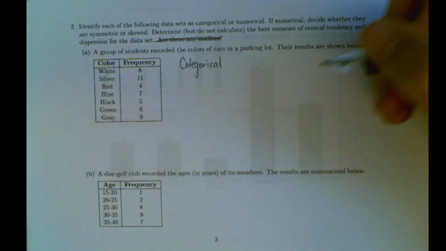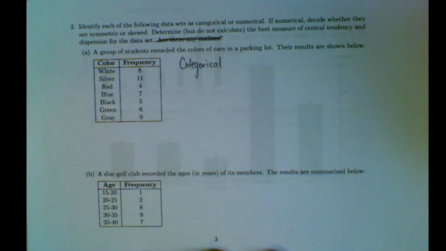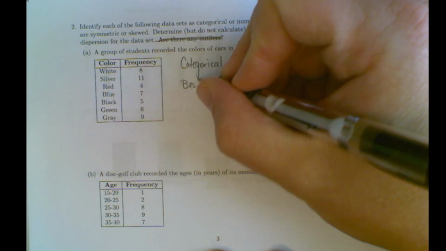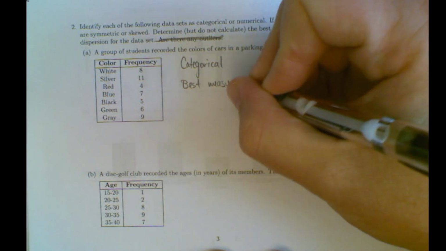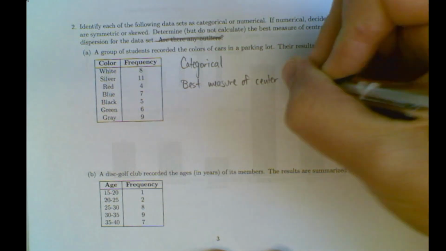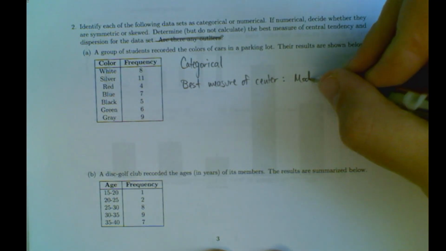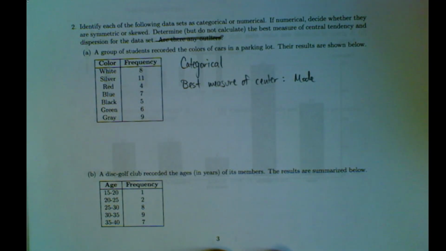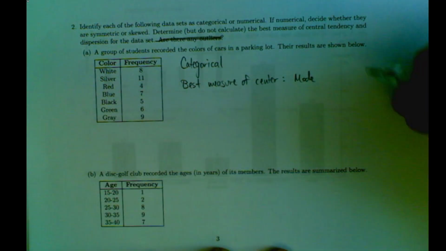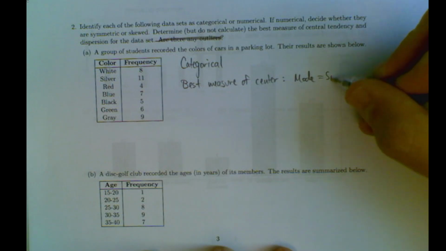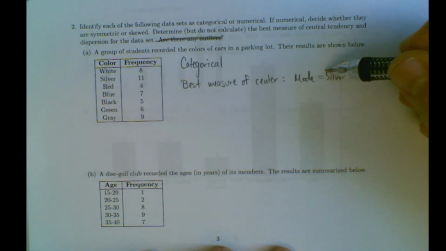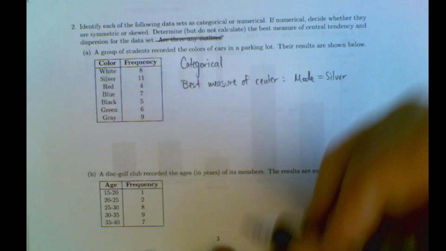Since it's categorical, the best measure of central tendency, so best measure of center, would be the mode, which in this case is not that hard to calculate. It's silver, right? Silver is the thing that occurred most frequently. We weren't asked to calculate the mode, but in this case it's so easy to do. That would be our best measure of center.